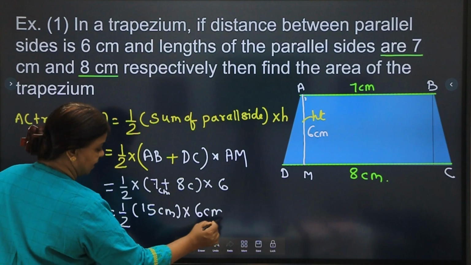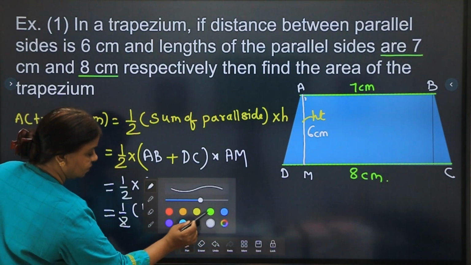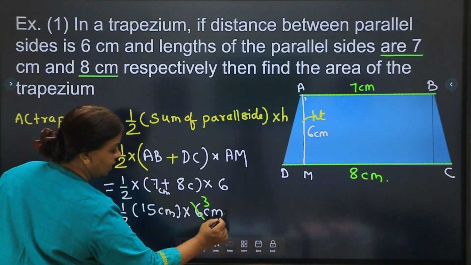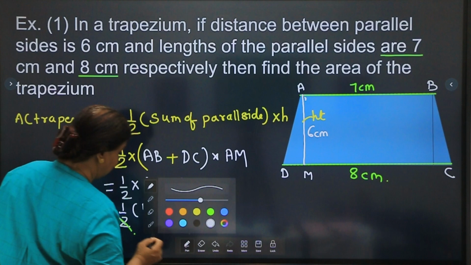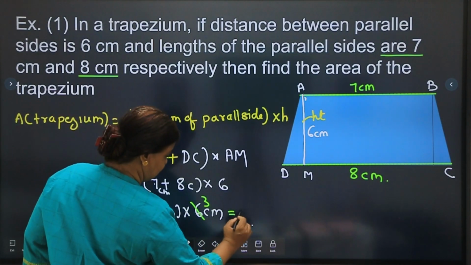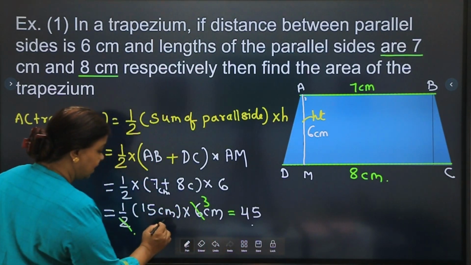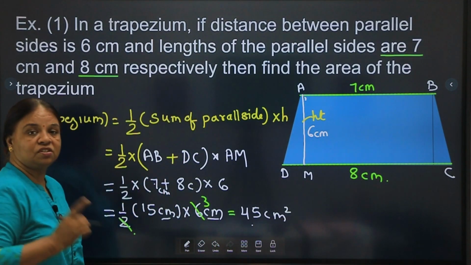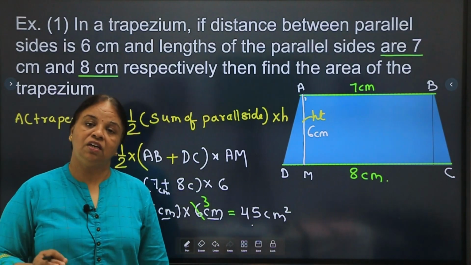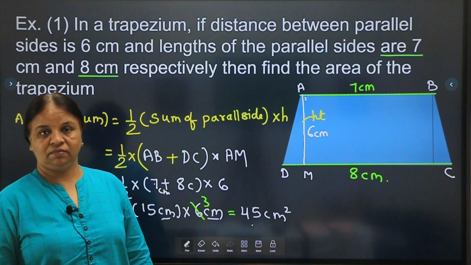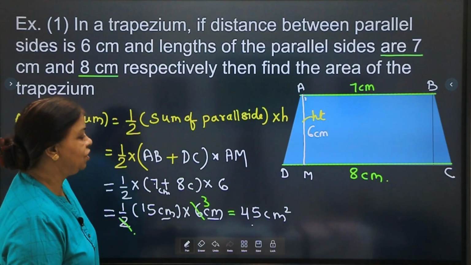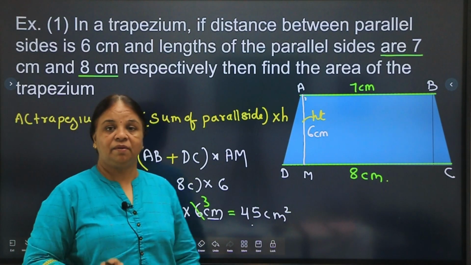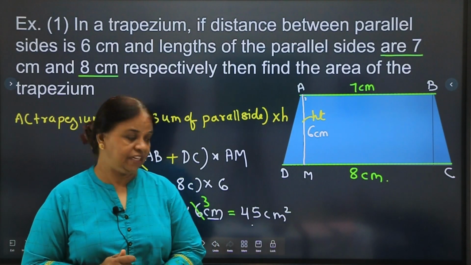2 ones are 2, 2 threes are 6. Now 15 into 3, that would be 15 threes are 45, and this is centimeter and this is centimeter, which will be centimeter square. Now in this sum, children, I am giving you to learn the table of 15. Clear? 15 ones are 15, 15 twos are 30. Write down the table and learn the table. If you learn the table, so many calculations become very easy.